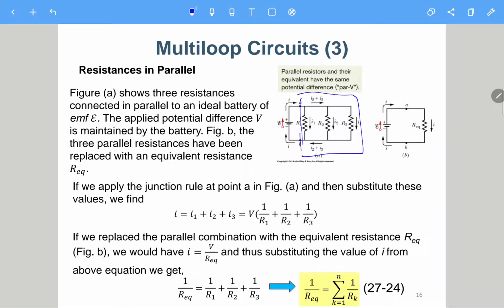In such a case, if we cannot distinguish whether it is this one or this one, then we'll say this R eq is equivalent to these parts. Equivalent means we have the same current and the same voltage. For different values of I and V, they will have the same pair, and then we'll say it is an equivalent circuit.